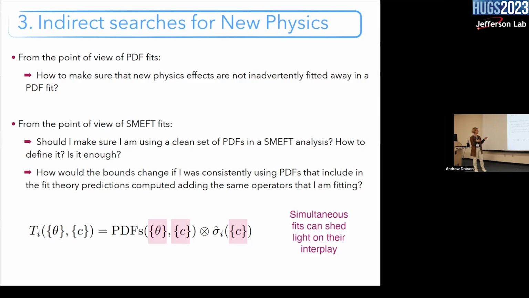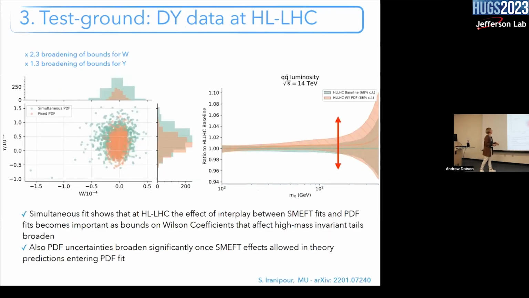And from the point of view of the SMEFT fit, should I make sure that I'm using a clean set of PDFs that doesn't have any of this contamination? How to define it? One option is to take only the low energy fits, because they don't have any contamination. Or how would the bounds on new physics change if I was consistently using PDFs that include the theory prediction computed adding the same operator? One way of doing it is to do a simultaneous fit, where you fit everything together. I don't have time to tell you, but that's something that we did in the Drell-Yan sector.